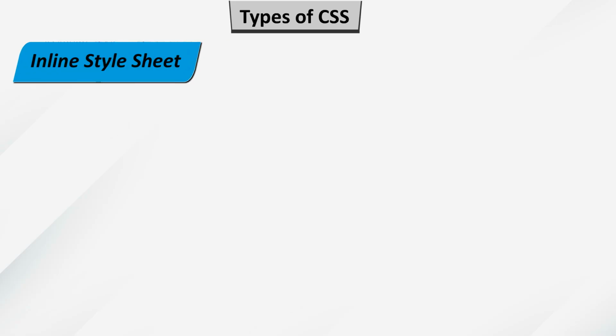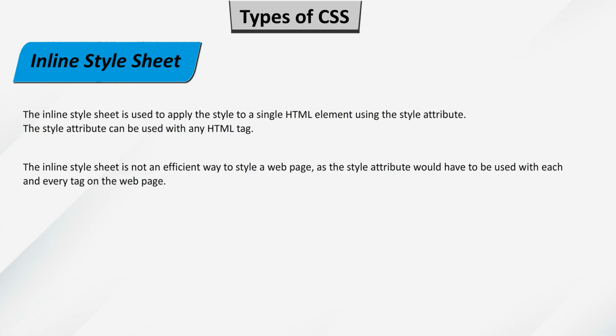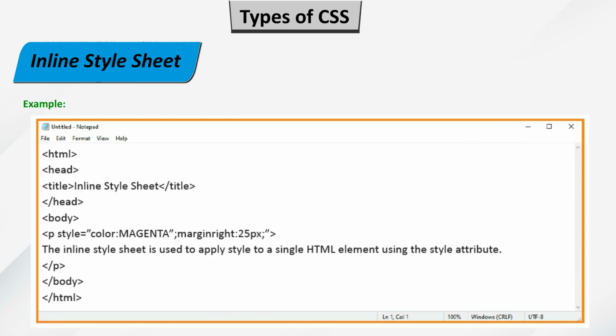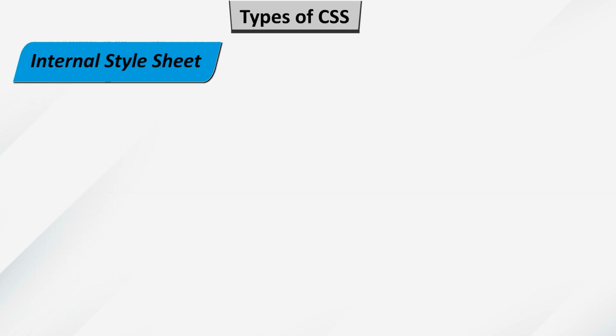Inline style sheet. The inline style sheet is used to apply the style to a single HTML element using the style attribute. The style attribute can be used with any HTML tag. The inline style sheet is not an efficient way to style a web page, as the style attribute would have to be used with each and every tag on the web page. Example: output.